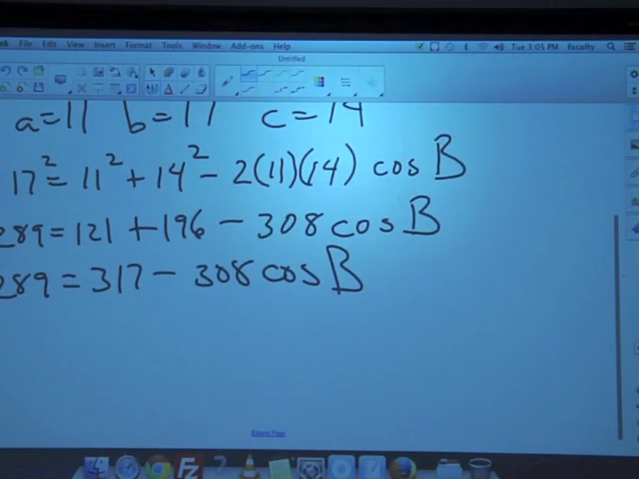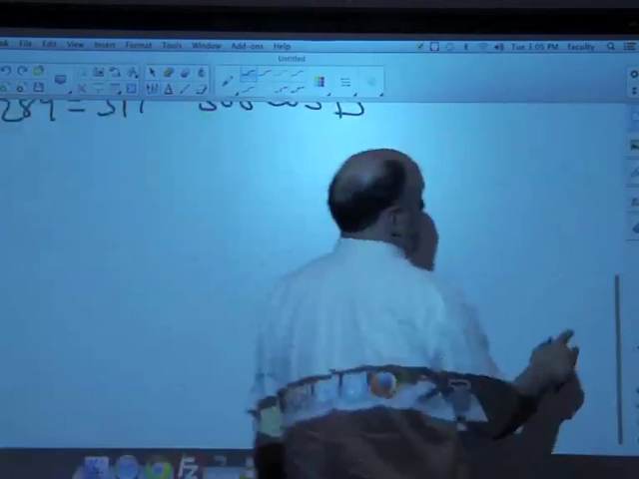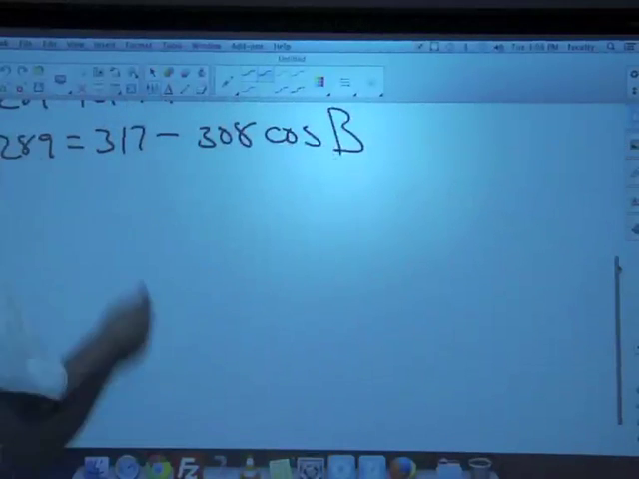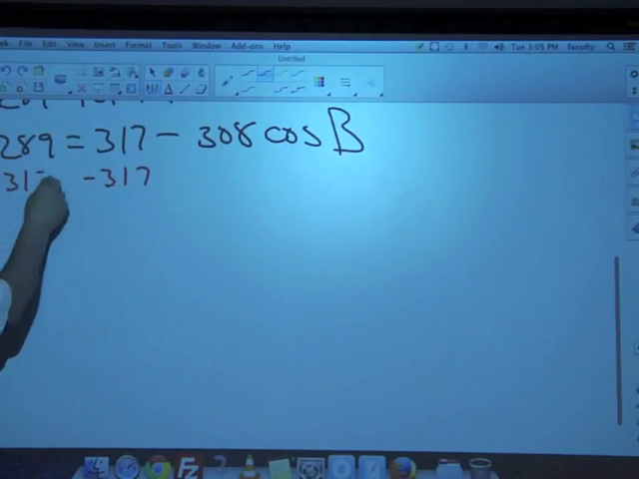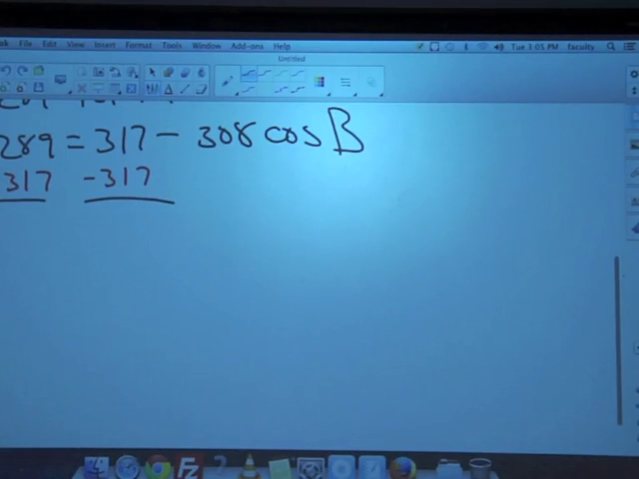289 minus 317. Okay. So the next step is we need to bring the 317 to the other side. The opposite of adding is to subtract. So we're going to subtract 317. So 289 minus 317, negative 28.